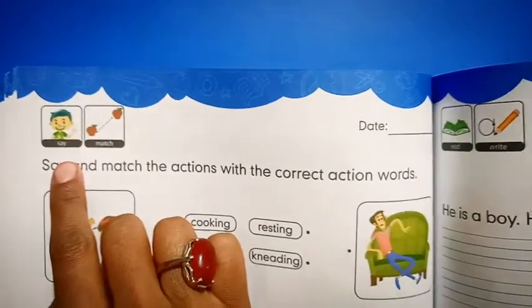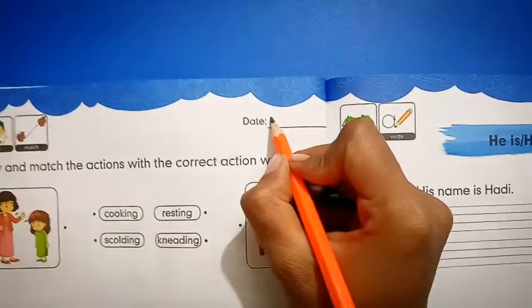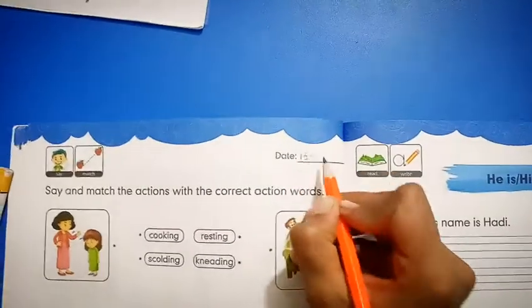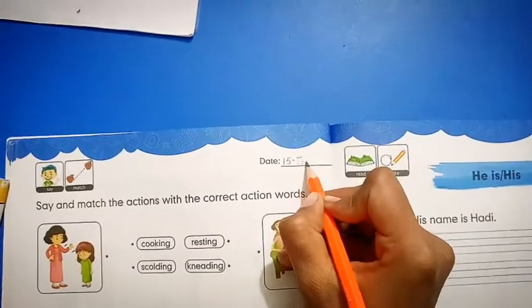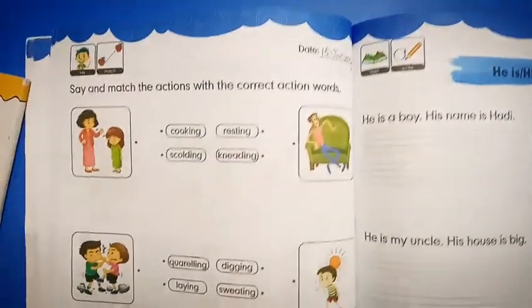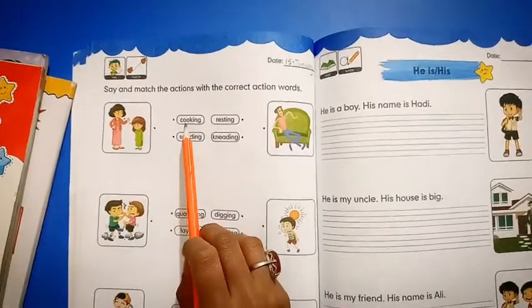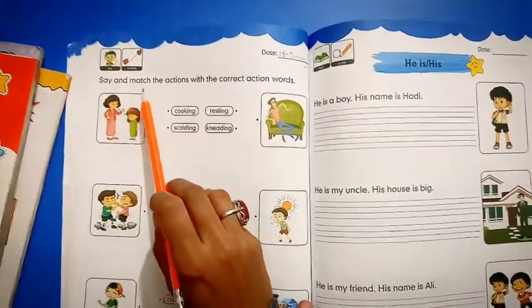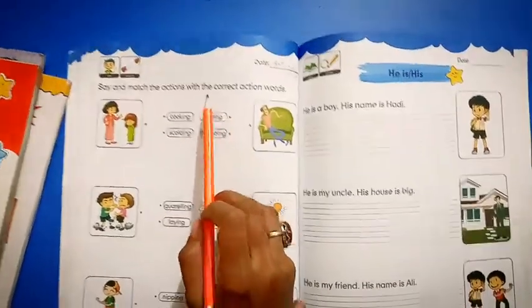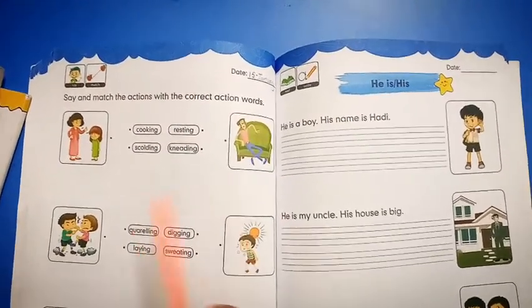I can say, match. Mention the date. It's 15th of January. Say and match the actions with the correct action words. We have to match the correct action word with the pictures.